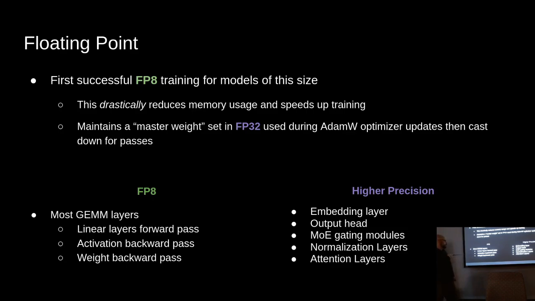Specifically for FP8, all the GEMM layers, linear activations, weight activation backward passes, and weight backward pass. And then the embedding layers, output heads, and the MoE gating modules, the mixture of experts gating modules that pass it to different experts, are all going to be kept at the higher precision, so that way you get the precision on that. And the attention layers are going to be kept there too.